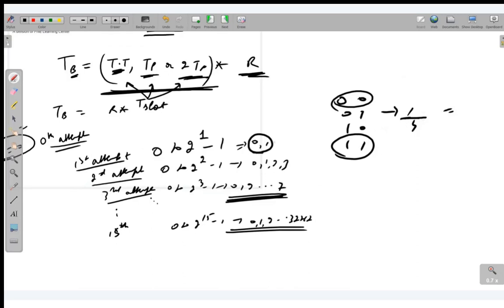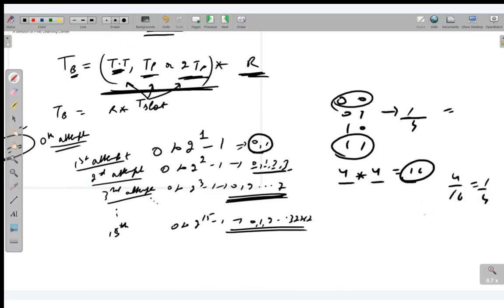Okay, if second attempt, then what will be our answer? 0, 1, 2, 3, na. So at the first place 4 choices, at the second place 4 choices, 4 into 4, 16. Total 16 choices are there. From this, what are the favorable choices? That means collision will occur when both take 0, both take 1, both take 2 or both take 3. So 4 by 16, that is 1 by 4 only.